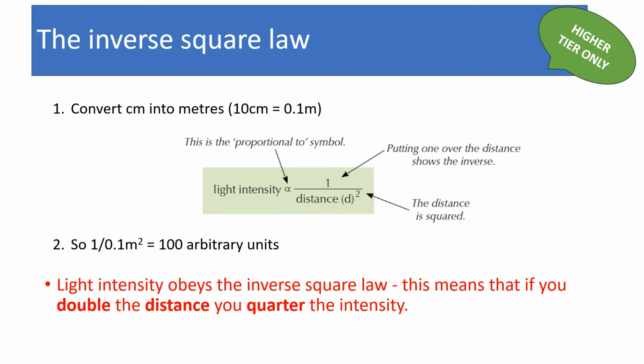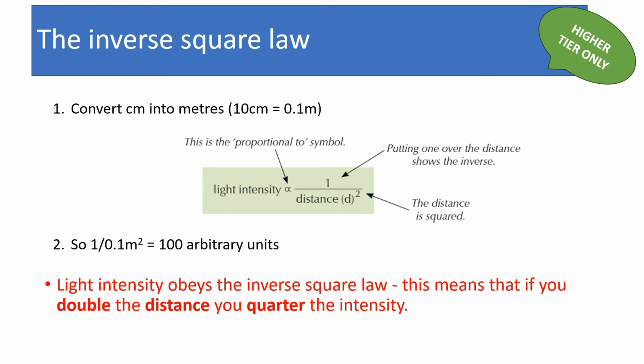If you're doing higher tier, you will need to know the inverse square law. They sometimes show you the inverse square law in the exam, but as you can see, it's 1 divided by distance squared. Okay, so you need to always convert the centimeters into meters. Sometimes they'll give you the distance in centimeters, convert it into meters, and then you can work out how many units, arbitrary units there are.